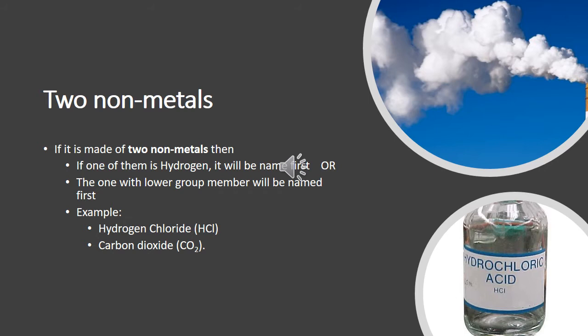And see the second example, carbon dioxide, where carbon is a non-metal and oxygen is also a non-metal. So when two non-metals come, the one with the lower group number will be named first. Carbon is in a lower group than oxygen, hence it should be named first. That is how the name carbon dioxide came.